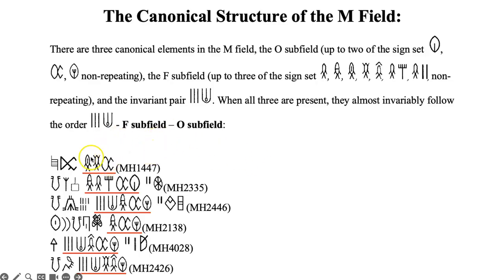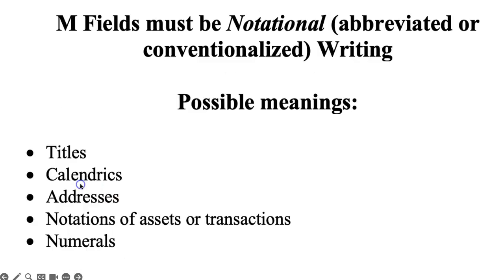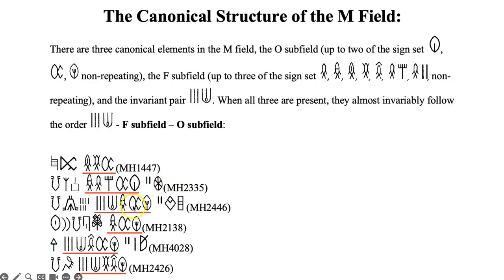So here's the oval sign, 2 fish signs, 2 oval signs, 2 fish signs, 2 oval signs, 1. Whoops, sorry about that. Go back. Sorry, two oval signs, 1 fish sign, and then that invariant pair, okay? 2 oval signs, 1 fish sign, 2 oval signs, 1 fish sign, invariant pair, 1 oval sign, 2 fish signs, invariant pair. And this pattern repeats itself hundreds of times in the Indus corpus. So this is a very, very common and important pattern, and it's going to give us some interesting clues about what the content of many of these inscriptions actually is.